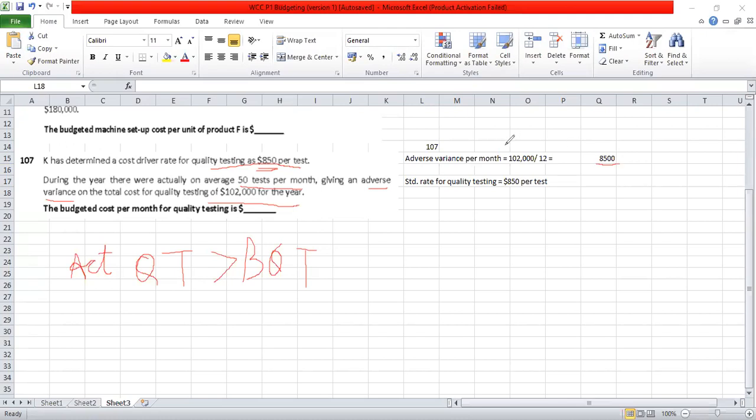After we find the number of budgeted tests, because to calculate the budgeted quality test cost we need to multiply the rate per test into the number of tests, that has to be calculated first. The number of tests in excess of budgeted tests, because the variance is 8,500: the variance per month divided by the rate of 850. So 10 is the case.